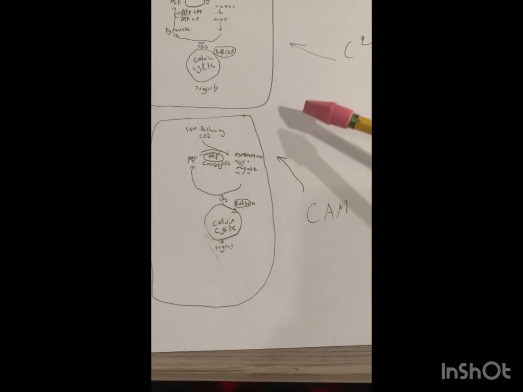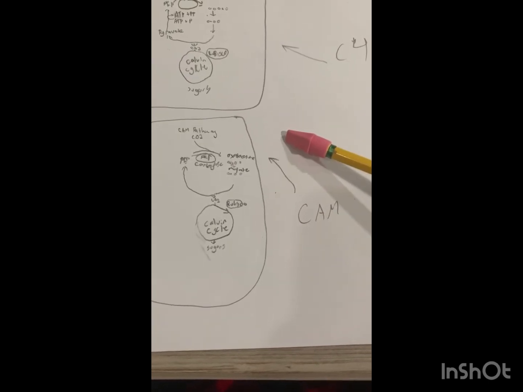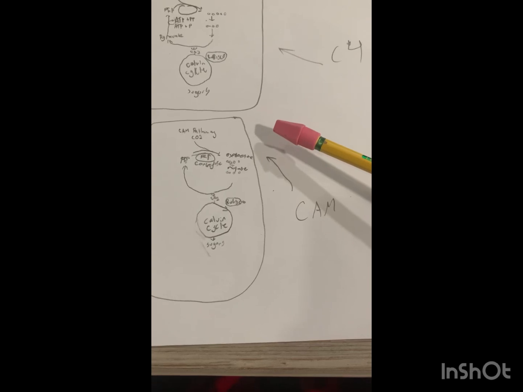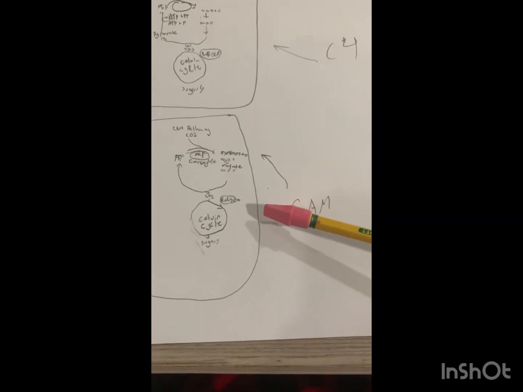The main difference between these two is how they take in CO2. C4 plants take in carbon dioxide during the day with their special pathway, and CAM plants at night so they don't lose water during the day.